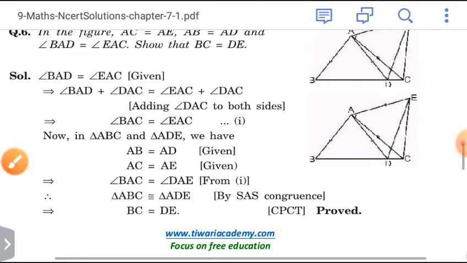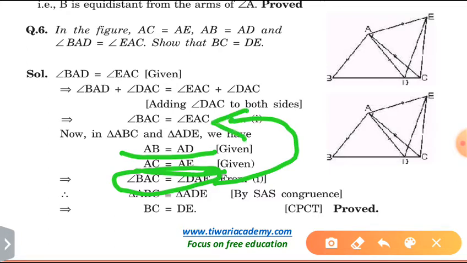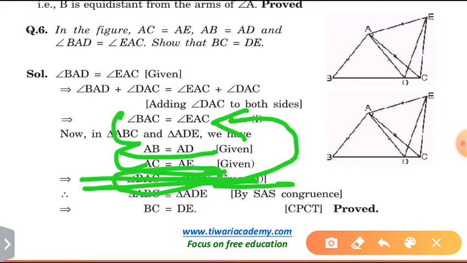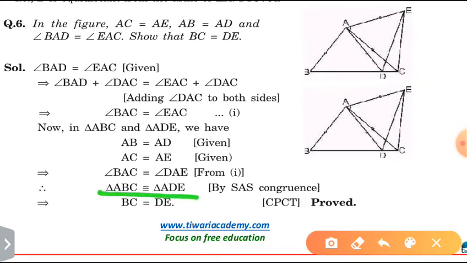Now the rest of the two parts are given in the question, that AB equals AD and AC equals AE. These two things are given equal, and this we have just proved. Or you can skip this line; if you don't want to write it, that's all right, you can take these 3 points only. Then by SAS congruency you can say that both triangles are congruent to each other. If these two triangles are congruent, by CPCT we can say that BC equals DE, these two sides are equal to each other.